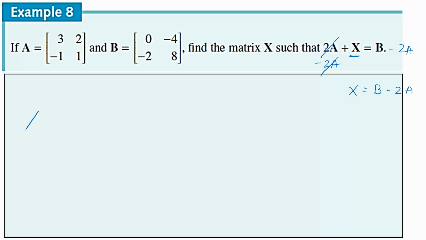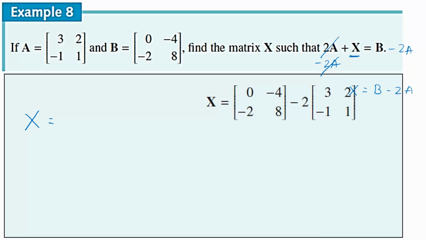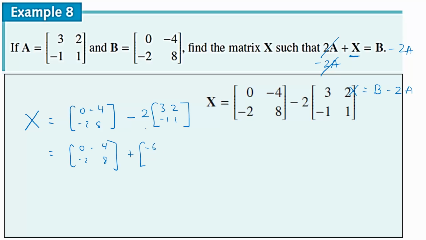So if I wrote this out, matrix X has to equal B, which I know is 0, -4, -2, 8, minus 2 multiplied to 3, 2, -1, 1. Now, that 2 is a constant. Because it's a constant, that means you can double every term inside. That's okay. It's a scalar product. Okay? So if you expand this, this now becomes 0, -4, -2, 8, and this can now become add -6, -4, +2, -2.